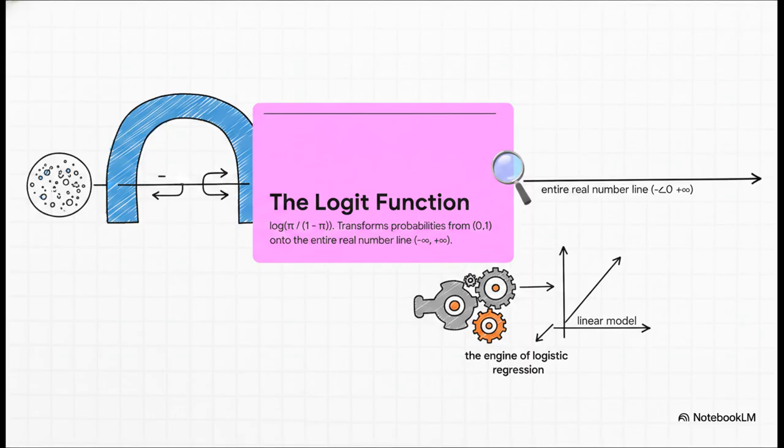This whole process, this transformation, has a name. It's called the logit function. This is the heart and soul of logistic regression. It's the translator that takes our tricky, boxed-in probability and converts it into a wide-open, unconstrained value that a linear model can actually work with.